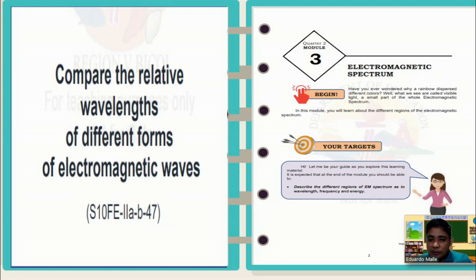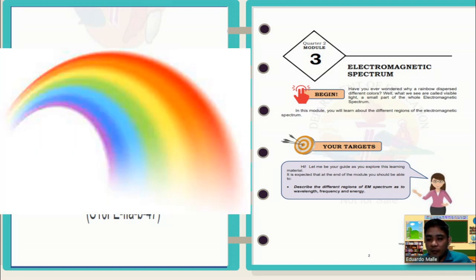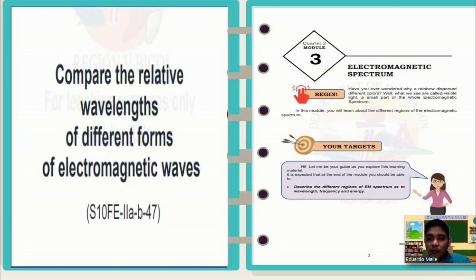Have you ever wondered why a rainbow disperses different colors? So we have the ROY G. BIV. As if you're going to review the colors of the rainbow, the ROY G. BIV: the red, orange, yellow, green, blue, indigo, and violet. Well, what we see is called visible light. But this is just a small part of the whole electromagnetic spectrum.